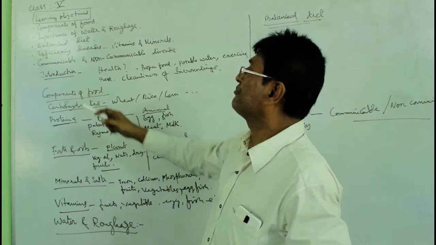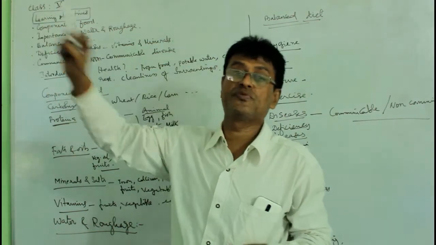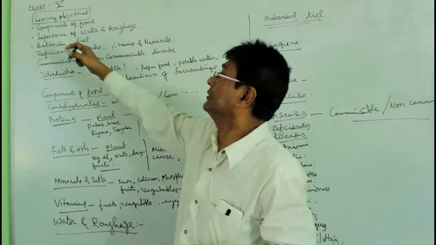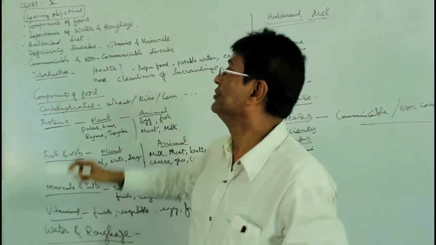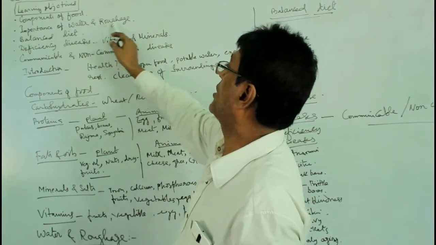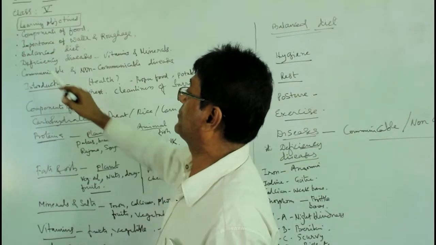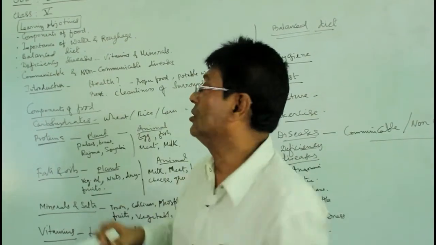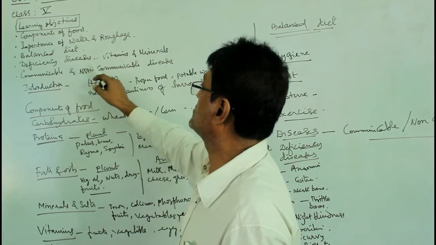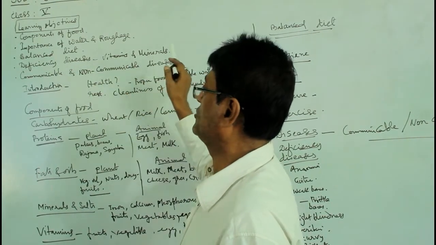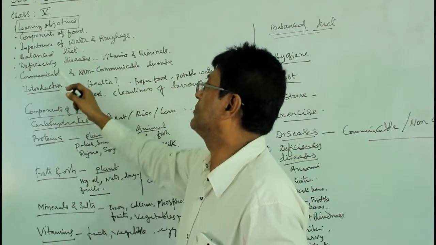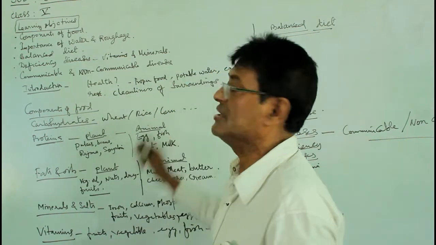Well children, we have the learning objectives. What are we going to learn today? Number one, the components of food. Number two, the importance of water and roughage. We have to know about the balanced diet. We will learn about deficiency diseases due to vitamins and minerals. We have to know about communicable and non-communicable diseases. Now, introduction.